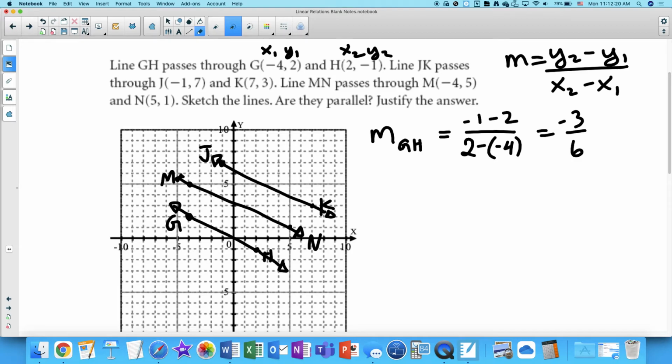And then a really handy thing to do, particularly when you are comparing several slopes, is to make sure they're reduced. So we can reduce this to negative 1 over 2.